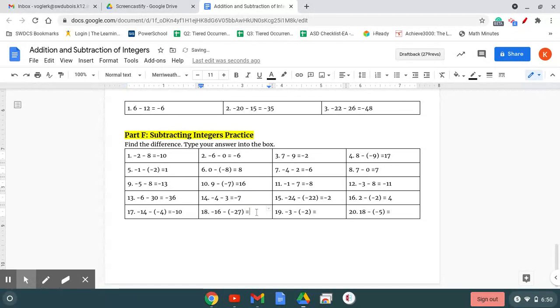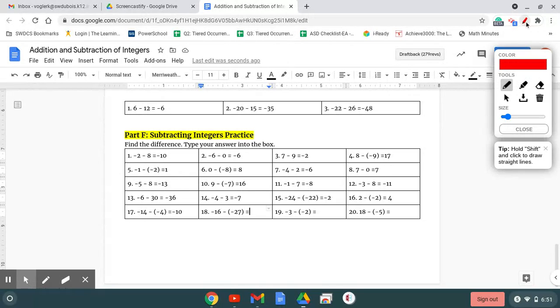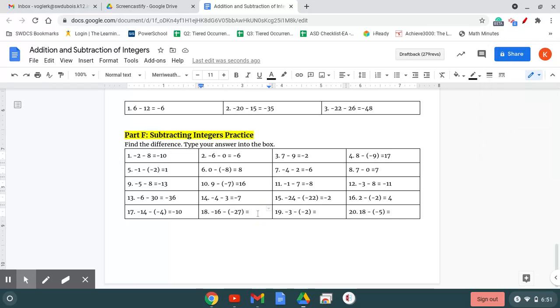All right, go ahead and try 18 on your own. All right, two negatives touching. Turn that into a positive. We have negative 16 plus 27. Different signs. We have a negative and a positive. So we're going to subtract and keep the sign of the bigger number. 27 minus 16 is 9. And then what number is bigger, 16 or 27? Well, 27 is bigger and 27 is positive, so our answer is just 9.